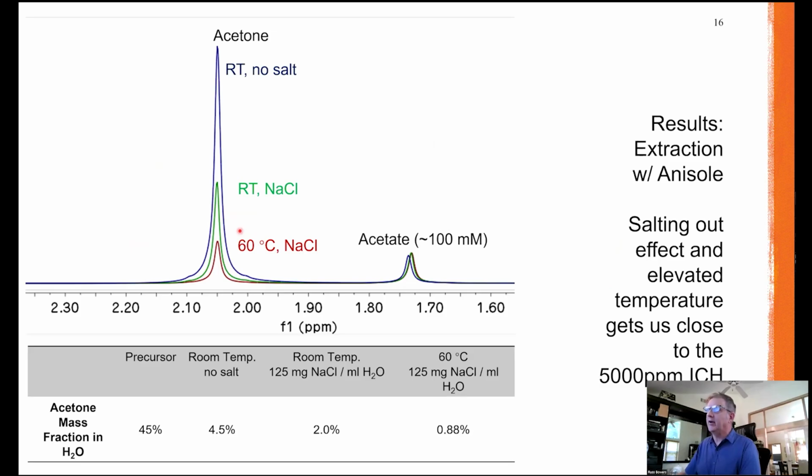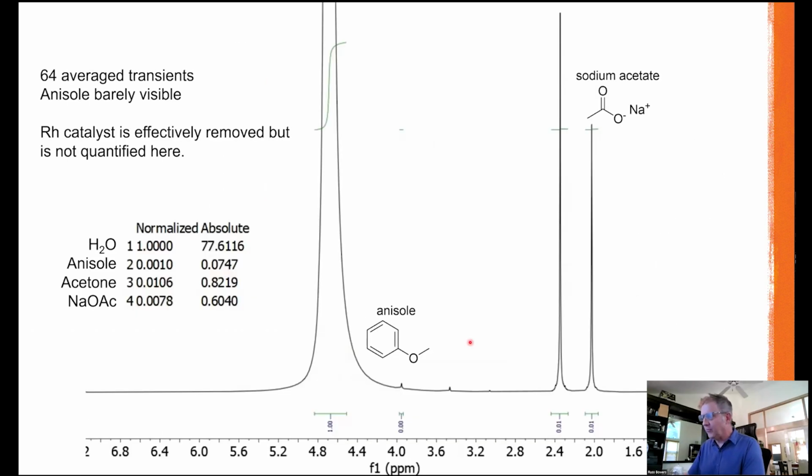And you can see results at room temperature and the effect of salting, which could also improve the efficiency of the mixing by adding salt and raising the temperature. We can get down to 0.88 mass percent of acetone in water, which is close to the 5,000 ppm limit for acetone, and it's close to the value that is achieved in the Envision separation in their published work. The residual anisole is extremely small.